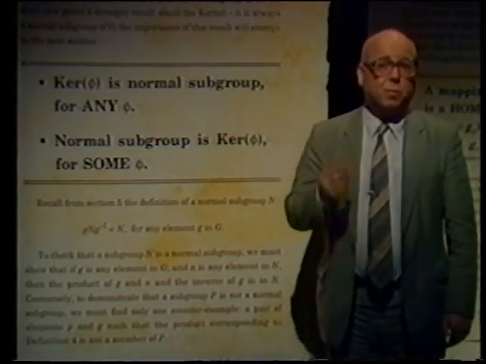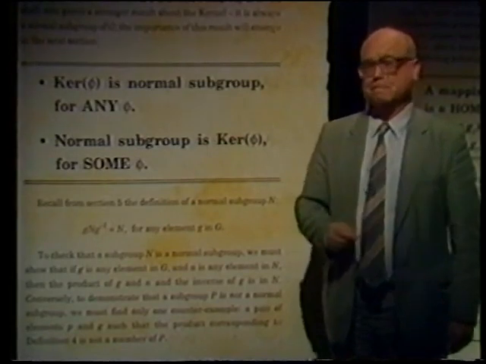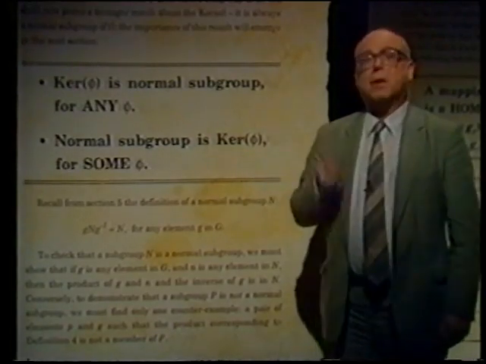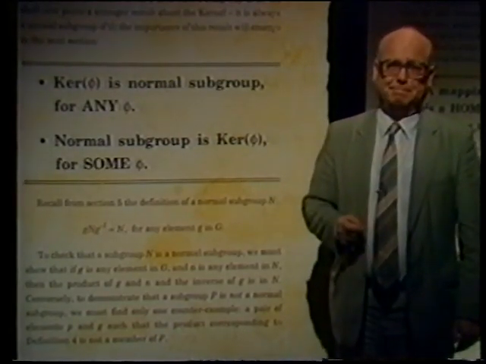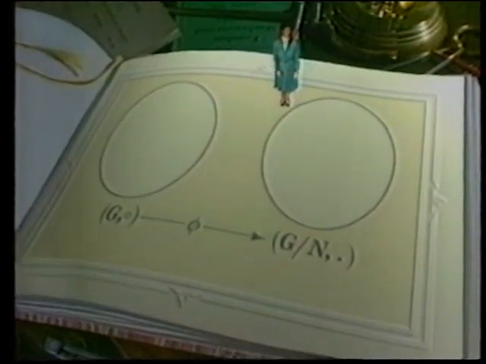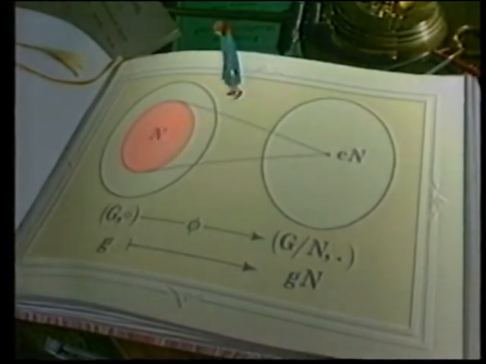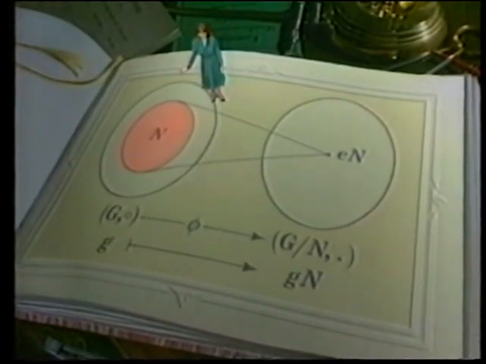And in fact, it works the other way around too. Every normal subgroup is the kernel of some homomorphism. But which homomorphism? Well, the homomorphism we're looking for maps G to the quotient group G over N, sending each element little g to the coset containing it. And the kernel of phi turns out to be just N, the normal subgroup.